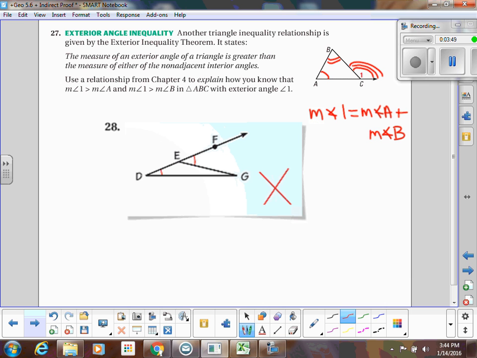Okay, so we're going to use that relationship to explain how we know that the measure of angle 1, we just talked about that, is greater than angle A and why the measure of angle 1 is greater than B. And in this one, in 28, the person here marked these two angles congruent. Well, this angle here is an exterior angle. So it cannot possibly be congruent to angle D. And so we could say by the exterior inequality theorem, the measure of angle FEG must be greater than the measure of angle D, by the exterior inequality theorem.